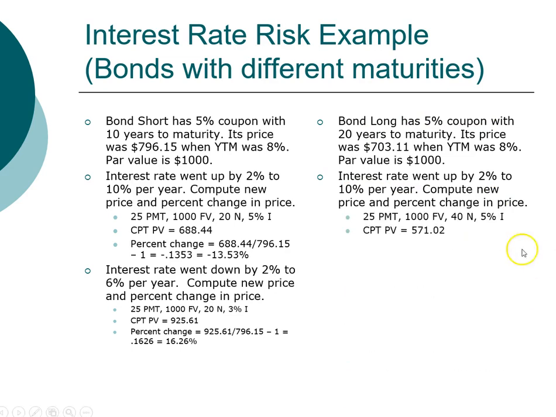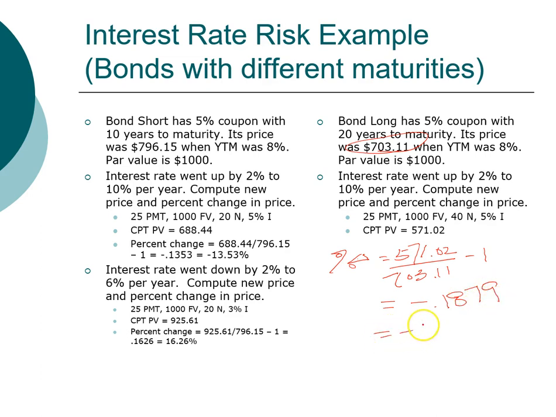Next, we want to compute the percentage change in price. The percentage change in price is the new price divided by the old price, minus 1. So the price went down to $571.02 when it was $703.11 to begin with. We subtract that by 1, and that's negative 0.1879. What that means is the price of the bond dropped by 18.79% when the interest rate went up by 2%.